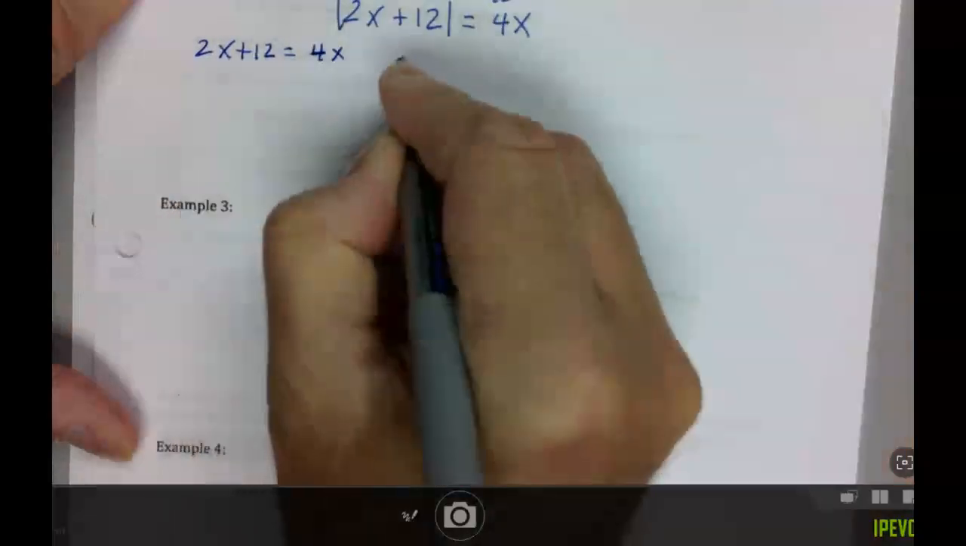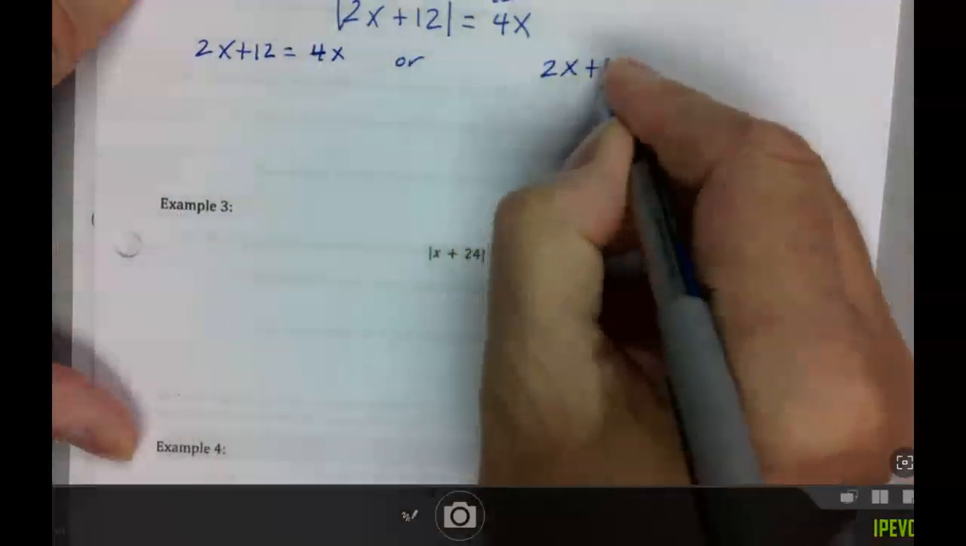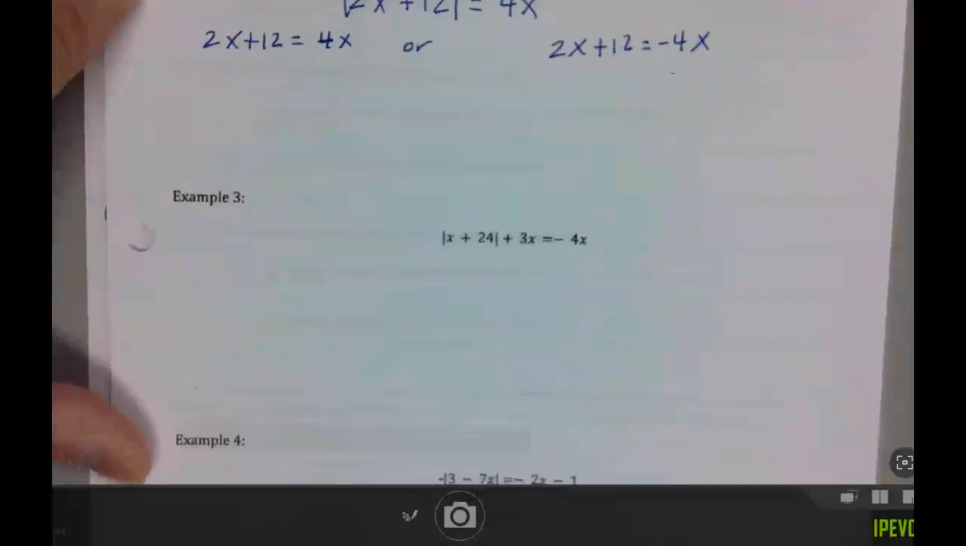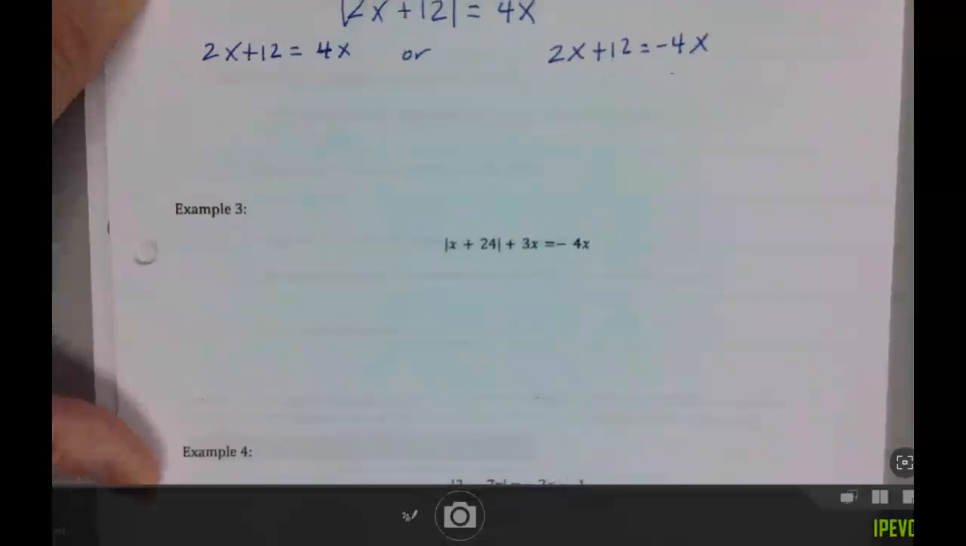So let's write our two equations. 2x plus 12 equals 4x, or 2x plus 12 equals negative 4x, correct? Does that help now with this darker pen or not? Okay, sorry about that.